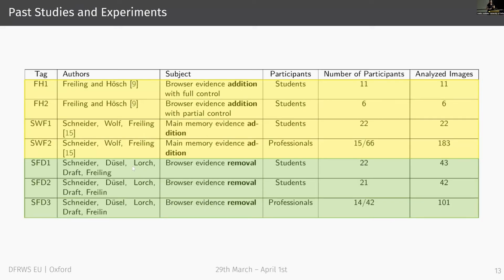This is a table which gives you an overview of the experiments we've conducted. The yellow ones are adding experiments, and the green ones are removal experiments. Who of you participated in the DFRWS forensic rodeo in 2019 and or 2021? Great, then you have been part of a digital evidence tampering experiment.